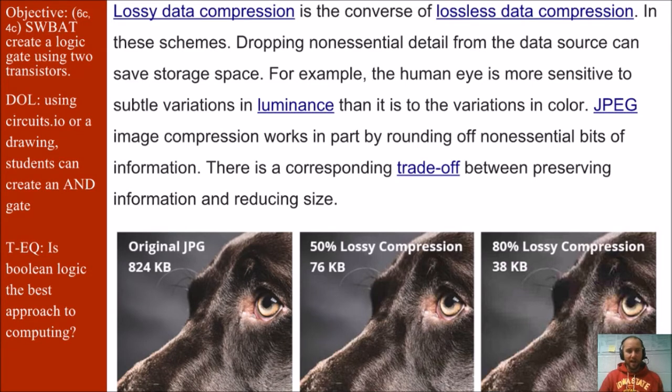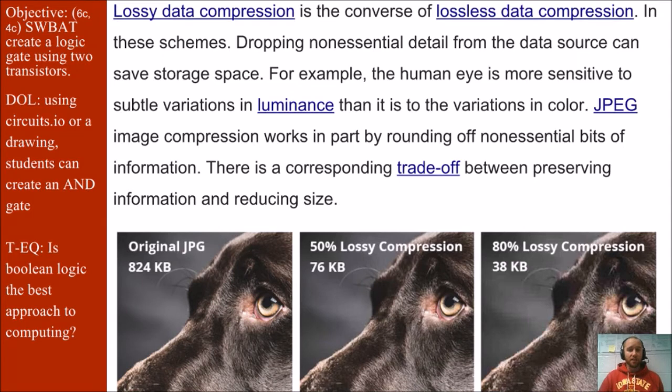Remember, lossy data compression, this is the converse of lossless data compression. So on these storage devices, we're compressing things for the sake of creating more room for other things. In these compression schemes, dropping non-essential data from the data source can save lots of storage space. For example, the human eye is more sensitive to subtle variations in luminance than it is in the variation in color. So because our eyes cannot detect variations in color that well, creating a compression algorithm to help us save pictures is a really great idea, and we will not notice the difference.